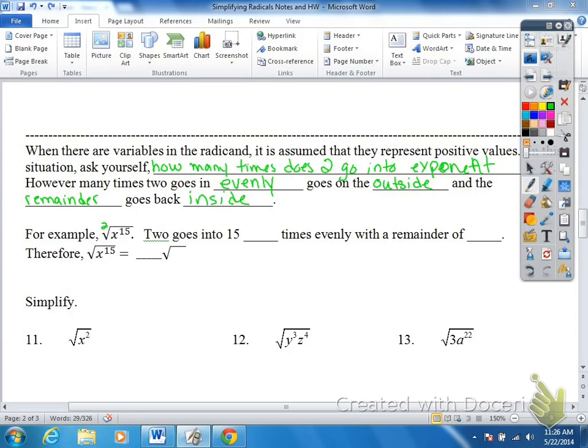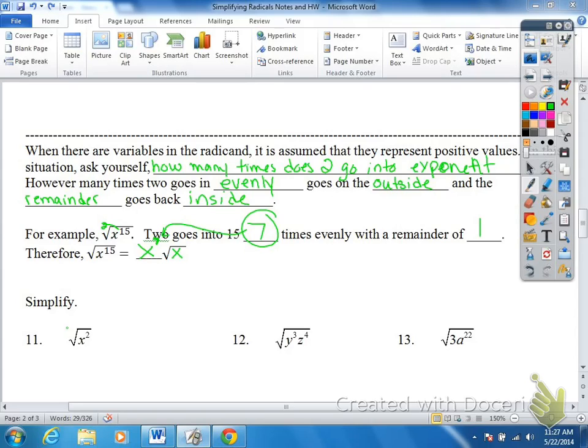So I simply ask myself, how many times does 2 go into 15? 2 goes into 15 7 times evenly. 2 times 7 is 14, with a remainder of 1. What that means is that on the outside of the radical, I'm going to have x to the 7th power. See, that's 7. That evenly became my exponent. And left underneath that square root symbol is the one remaining x that did not go in evenly. Sounds a little confusing, but it's not, I promise you.